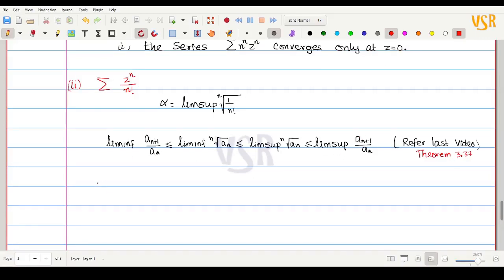Suppose a_(n+1) divided by a_n converges to some L. அப்போ this fellow will also converge to L. இதுவும் L தான், இதுவும் L தான். Therefore this is also equal to L. அப்போ இது ரெண்டு L, so if this converges, then limit supremum of nth root of a_n is also equal to L. அப்போ இந்த இடத்துல இதை calculate பண்றதுக்கு பதிலாக I am going to calculate this guy.